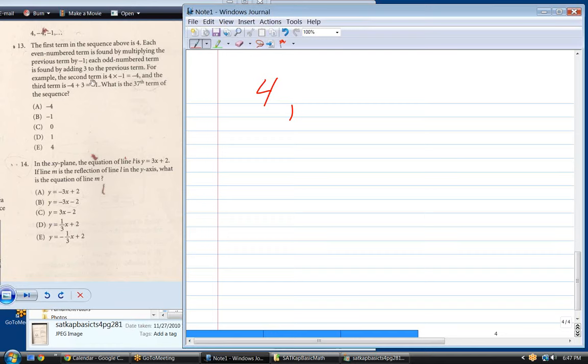So the first number is 4. They tell you the second term is -4 because the second term is an even numbered term. So we get it by multiplying the previous term by -1. The next term is the third term, which is an odd numbered term. We're going to add 3 to the previous term. So what's our third term? Oh, they even tell you, -1. Yeah. Okay.